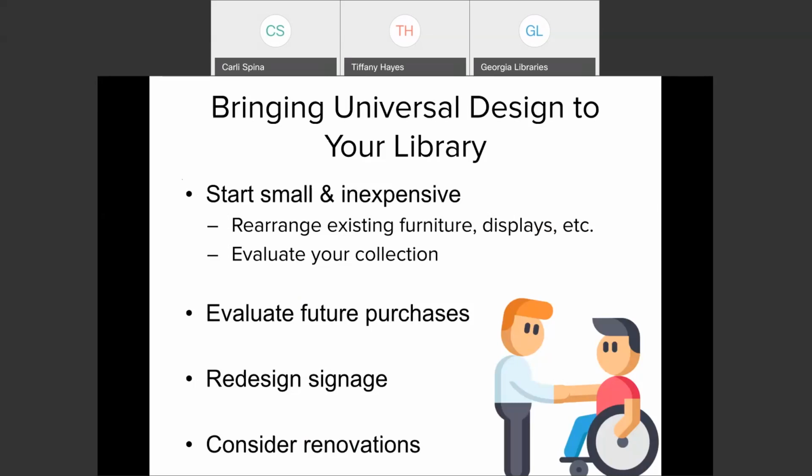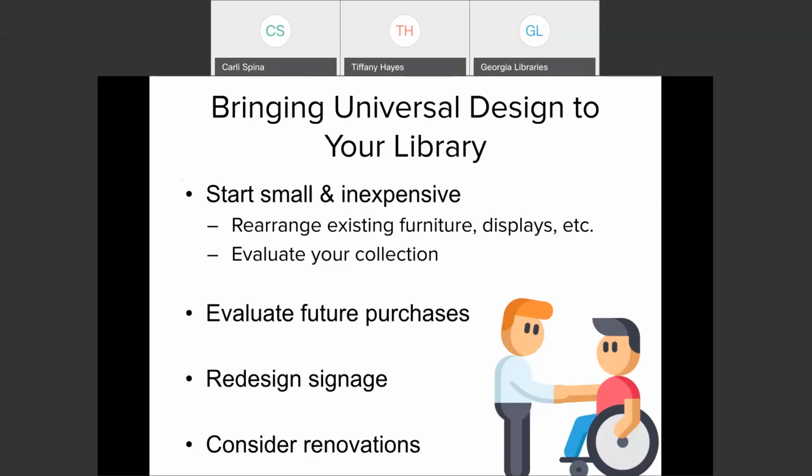Also keep in mind that something can be a renovation even if it's quite small. It can be fairly affordable to do something like put in an automatic door where there previously was not one, perhaps on a restroom or something like that. So even if you don't have the budget for a completely new library, you can certainly do smaller renovations that can have a big impact on people.